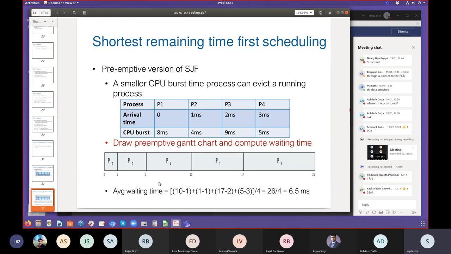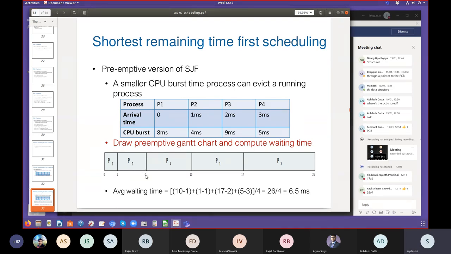Now let's see how things are happening. As I said, at time t equal to 0, P1 is the only choice, so that is scheduled. Now at time t equal to 1, P2 comes and it has a smaller burst time than what is remaining of P1. Therefore, P2 is scheduled on the processor. In between, at 2 and 3, P3 and P4 also come. But none of them have burst times less than P2. Therefore, P2 is allowed to run from 1 to 5.